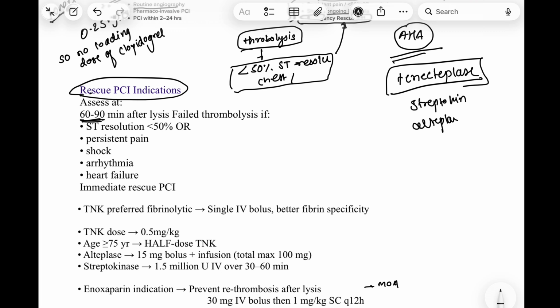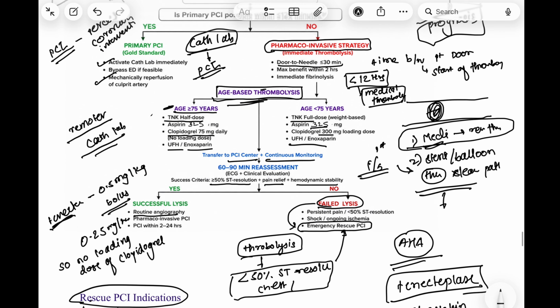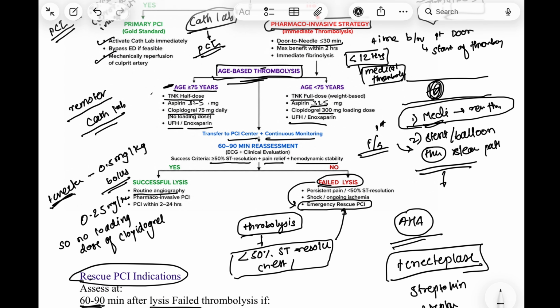We will call thrombolysis a failed thrombolysis if there is ST resolution less than 50% and there is persistent chest pain, or the patient might be in shock, arrhythmia or heart failure. So in this case, immediate rescue PCI has to be done, right? What do we mean by PCI? We will insert a stent and we will clear the thrombus, right?